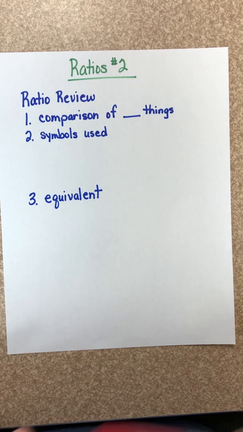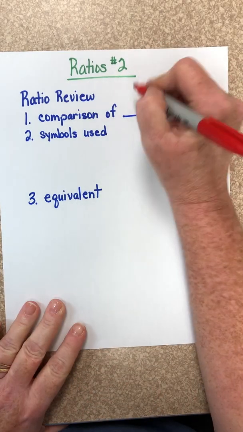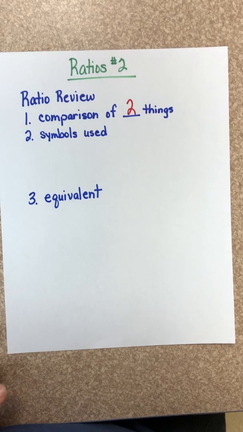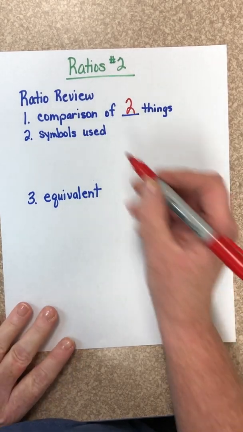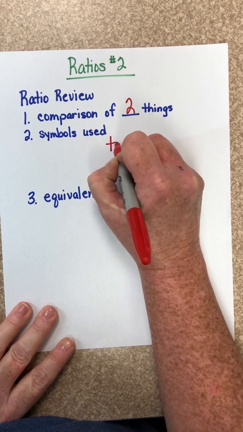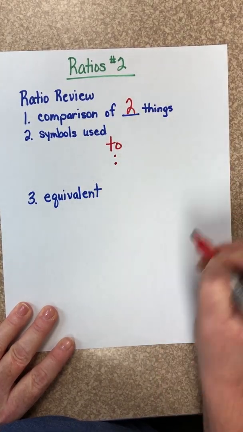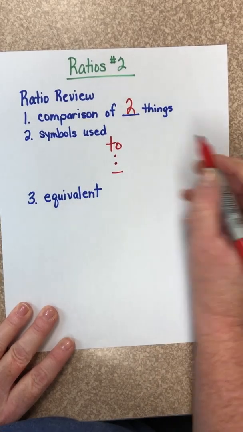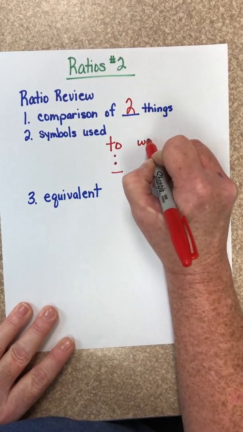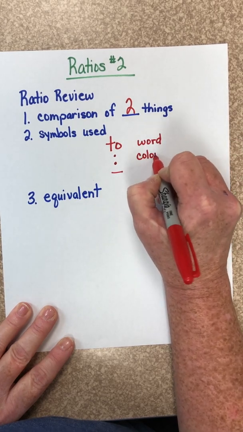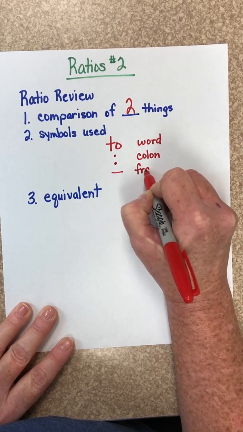Let's begin by reviewing. A ratio is a comparison of two things. There are three different types of symbols that we use. One is the word "to," T-O. Then we can use the colon or the fraction bar. So this is the word, colon, and the fraction bar.